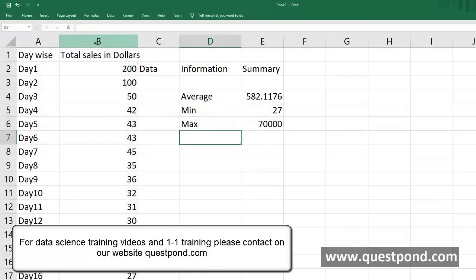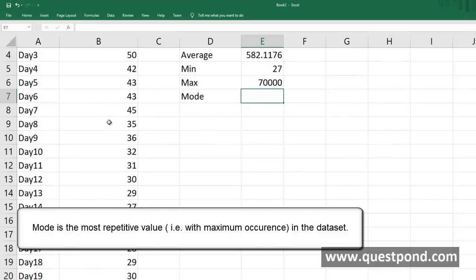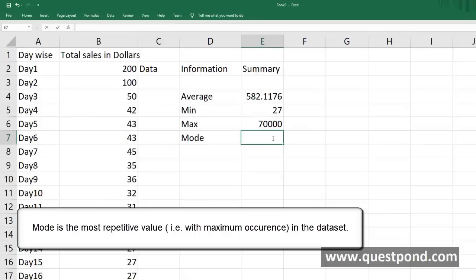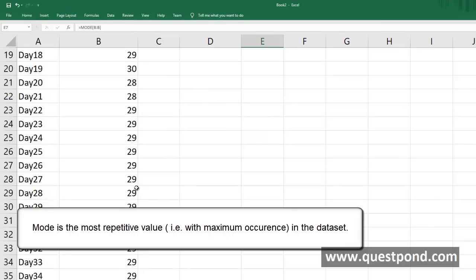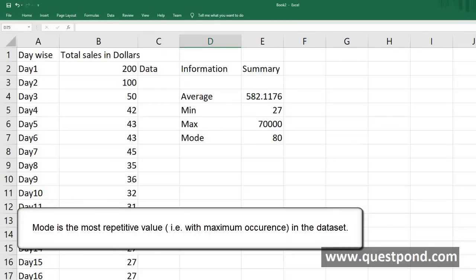We can also use something called the mode. Mode says which is the repetitive number from this. For example, over here I can see that 27 is repeated a lot of times, 29 is repeated, 82 is repeated. So if I say mode and click on this, it tells me that the most repetitive sales we make is $80 per day. You can see a lot of repetitions out here. So it tells the maximum number which is getting repeated in a data set.